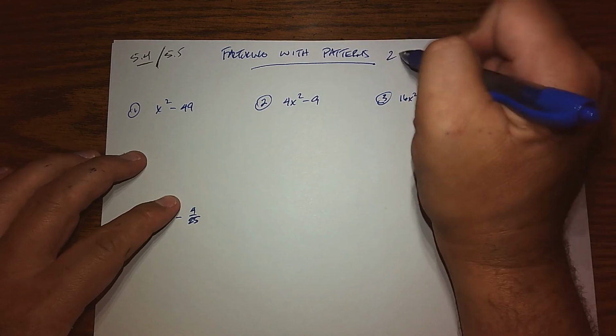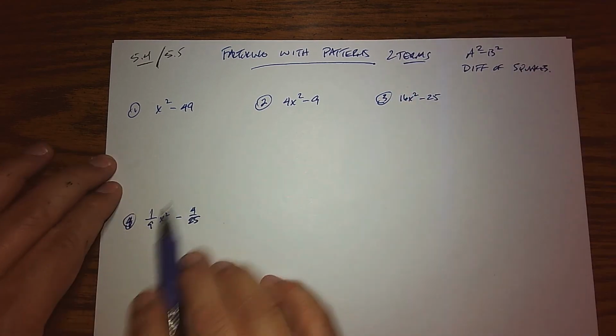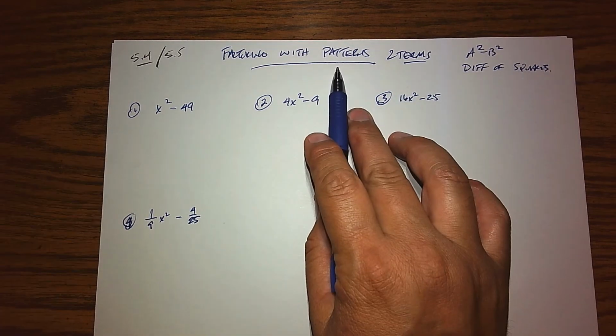Patterns are usually used when we have something involving 2 terms. And so you'll notice the 4 polynomials I have here all are binomials. So there's only 2 terms. So they got to fit a pattern.